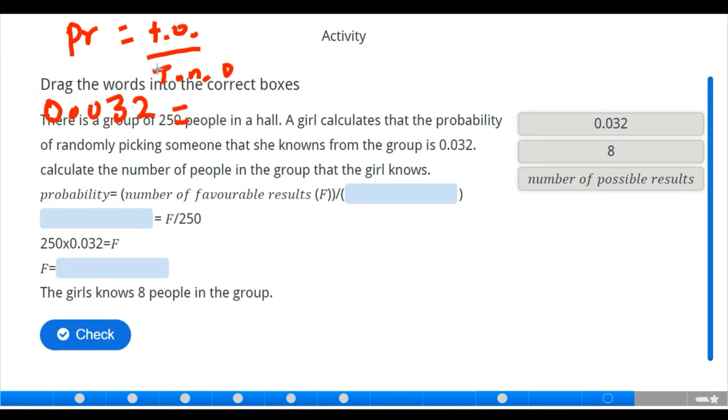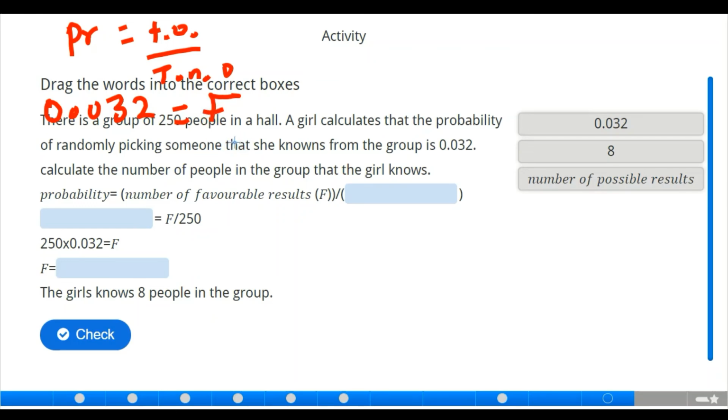0.032. Okay, probability of favorable outcome, we don't know. That is the probability of those people that the girl actually knows, which is not given. So that's what we are looking for. Let's assume that we represent it as F, since we are dealing with girls, that is, female.